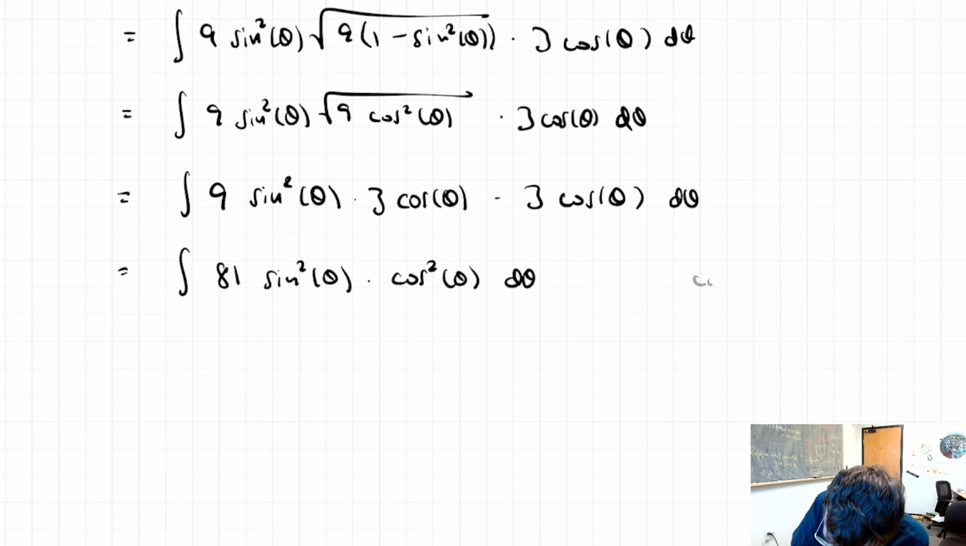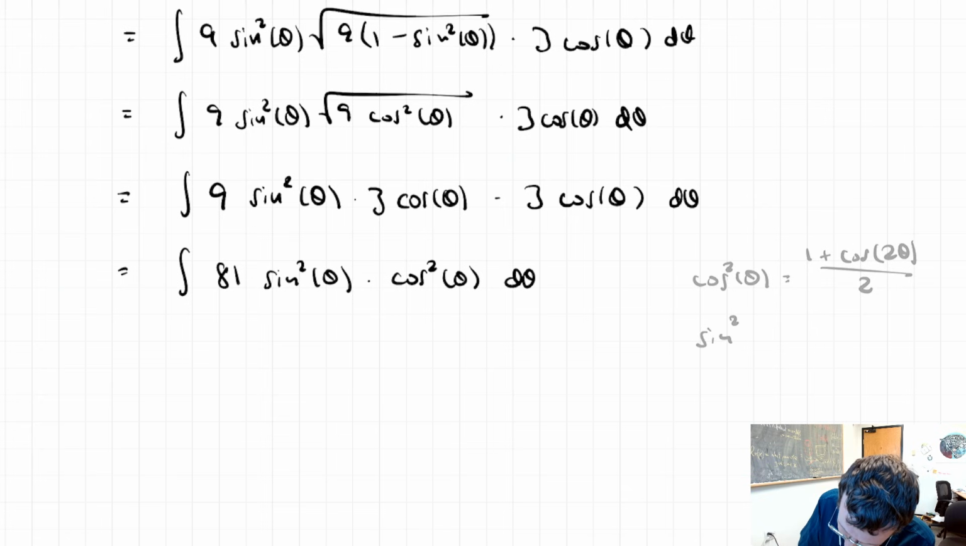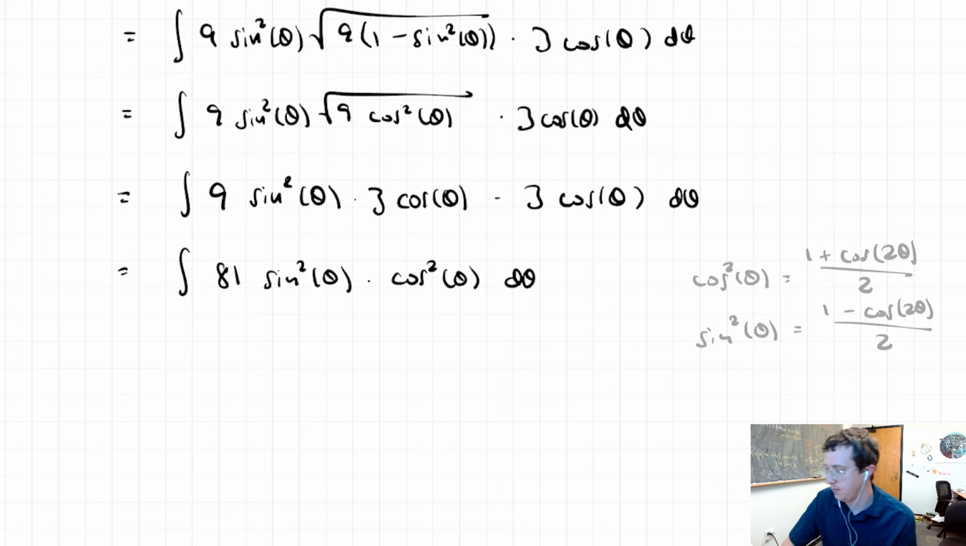Which I believe, now I haven't thought about these trig identities in about 2 years, so correct me if I'm wrong, but I believe cosine squared theta is equal to 1 plus cosine 2 theta over 2, and sine squared theta is 1 minus cosine of 2 theta over 2. Again, someone please fact check me, because I haven't thought about this in I think 2 years.